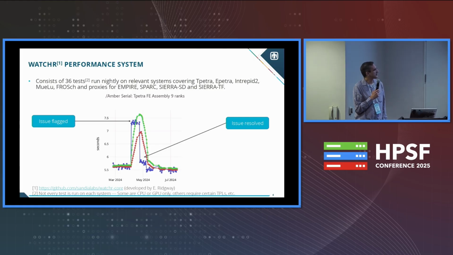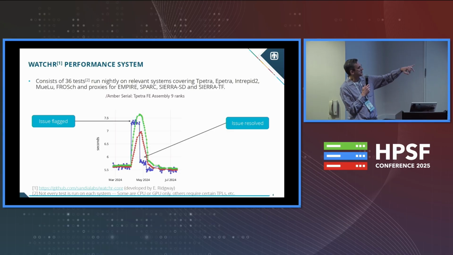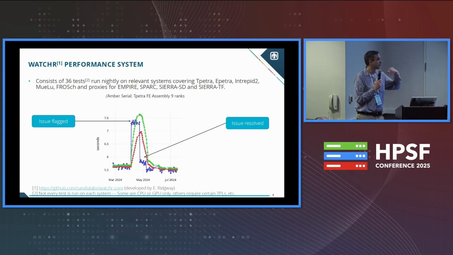We run a bunch of different tests on our relevant systems, covering, ePetra for another 2 months. But basically stuff inside Trilinos: Tpetra, Intrepid2, MueLu, FROSch, thanks to collaborations with Alexander Heinlein. And then we've got proxies for applications: Empire, Spark, Sierra SD, and Sierra Thermal Fluids. If your application's not here and you want to fix that, please talk to me.